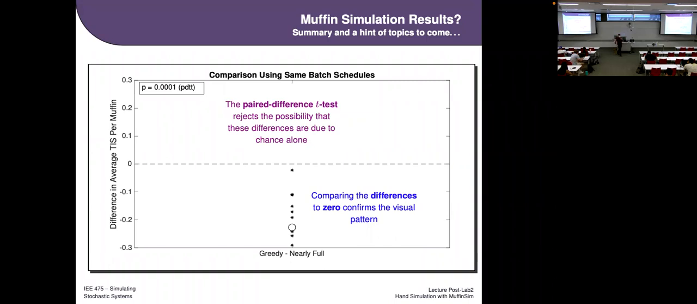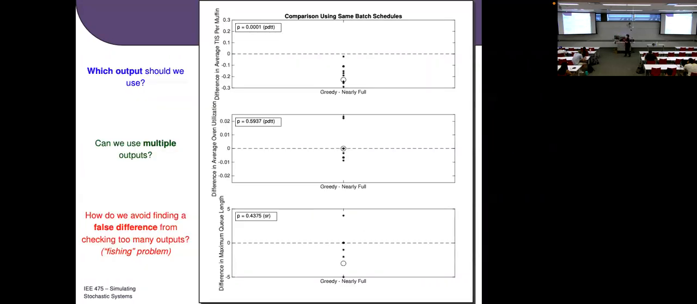We use these tests like the t-test, like the ANOVA. But then there are a couple of questions. For one, which output should we use? I could use the average time in system, but I also could use the oven utilization, or I could use the queue length. And if I do paired difference t-tests on each one of these, even though the average time in system showed a difference, the oven utilization showed no difference between the two, and the maximum queue length showed no difference between the two. So the question is, which output do I pick?